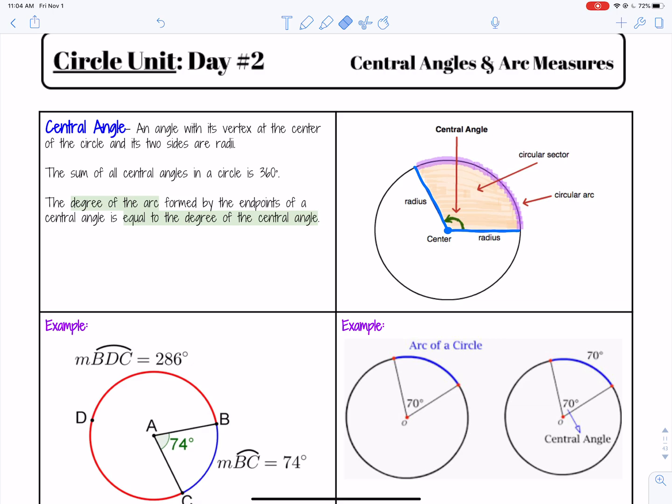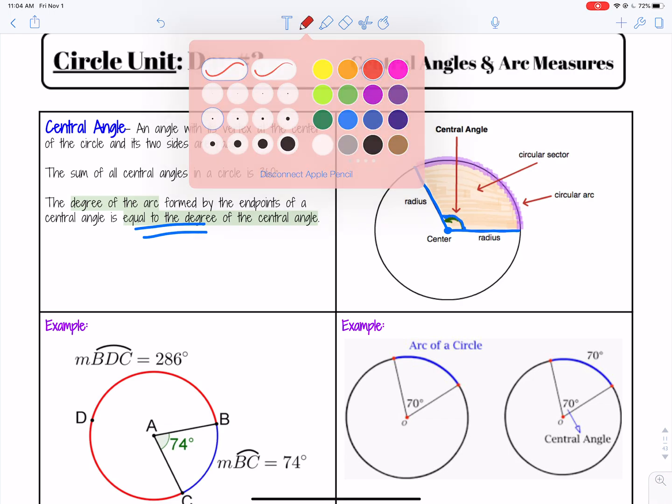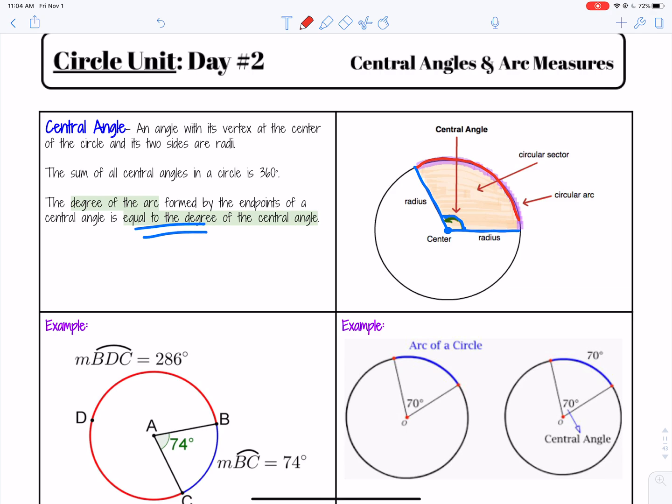And the degree of the arc formed by the endpoints of a central angle is equal to the degree of the central angle. So that's the key for our notes today, is that this angle is equal to the measure of the arc that it touches on the edge of the circle with its endpoints. So it's the arc that it intercepts.